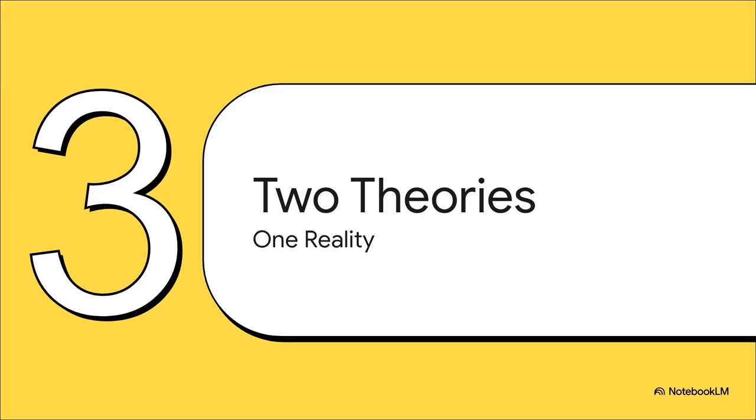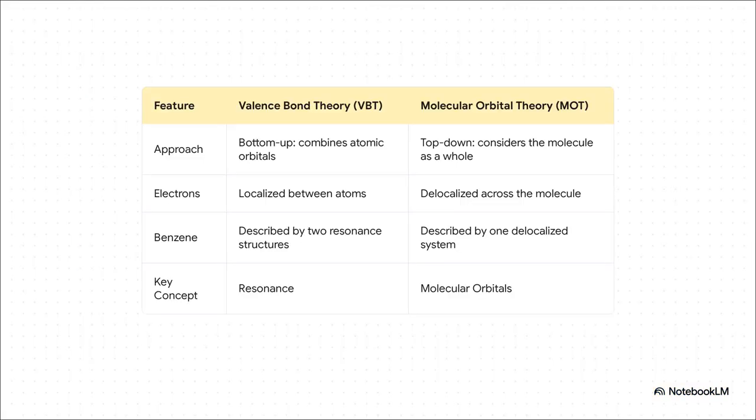So now we've got two completely different ways of thinking. We have VBT with its necessary invention, resonance, and we have MOT with its elegant, delocalized orbitals. Both are trying to describe the exact same physical reality. So how do they really compare? Let's just lay it all out. VBT is kind of a bottom-up approach, right? It builds molecules by sticking atoms together, which forces it to use the idea of resonance for tricky cases like benzene. MOT is top-down. It looks at the whole molecule at once, which naturally leads to the idea of delocalized electrons. Two very different paths trying to get to the same destination.